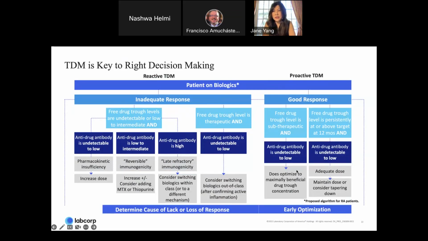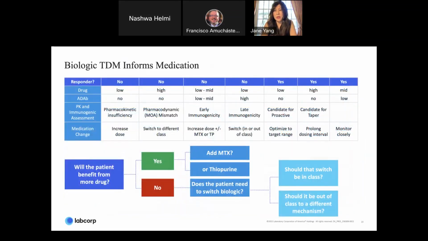The right-hand side of this algorithm illustrates proactive monitoring, that is before symptoms, and this presents a real opportunity to extend longevity, to optimize the drug benefit, and to prevent anti-drug antibodies. TDM may also be helpful in identifying those patients in whom it is safest to try to taper. Another way to think of biologic TDM is that it informs medication decisions.